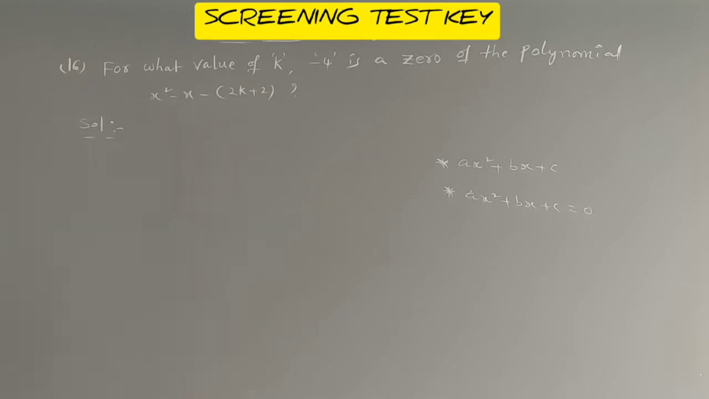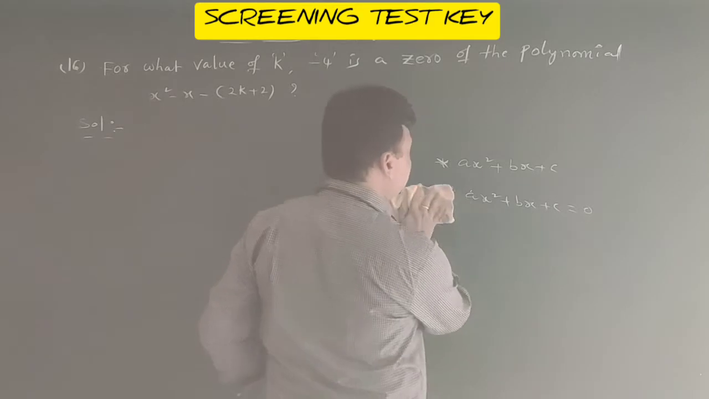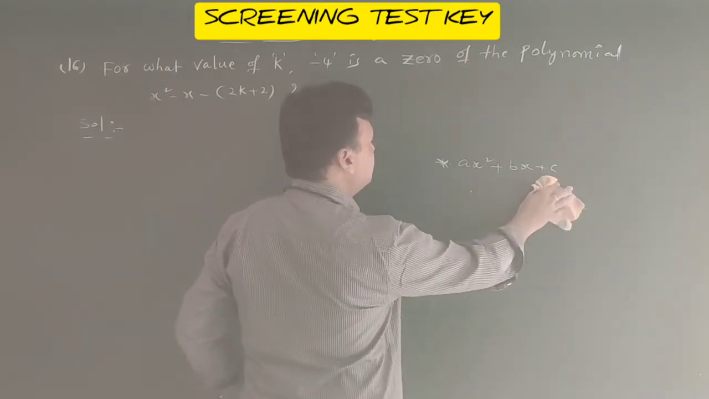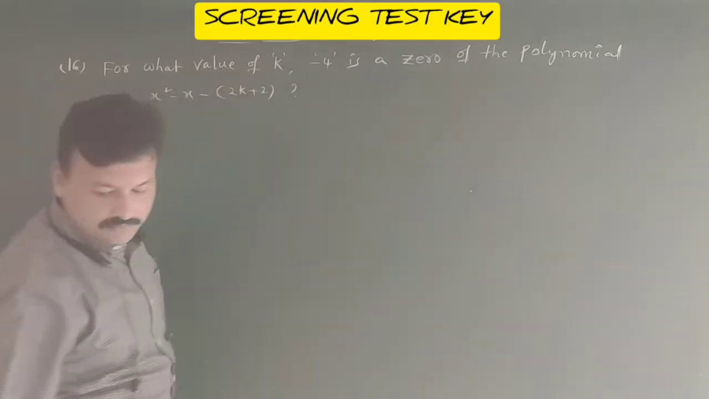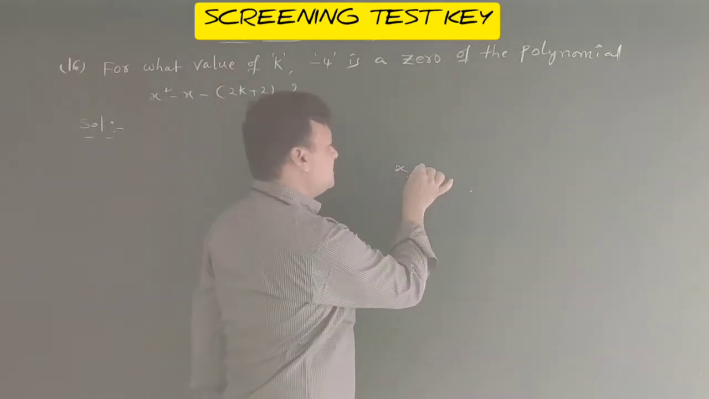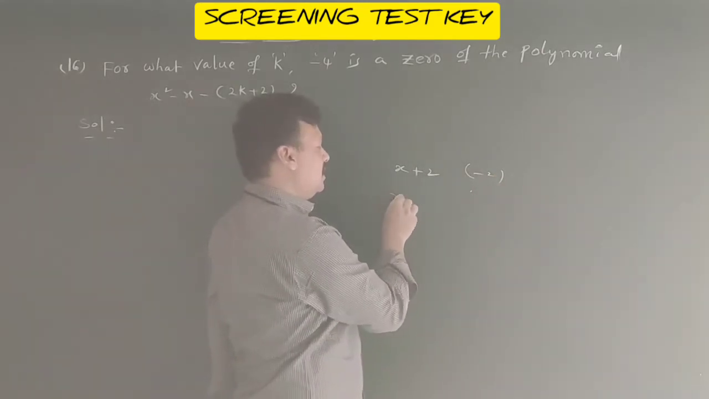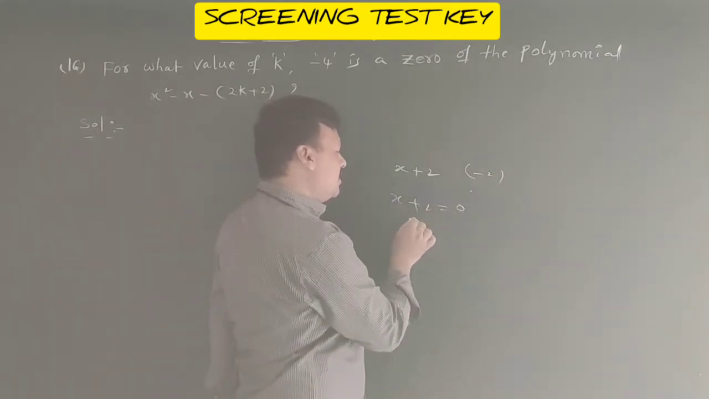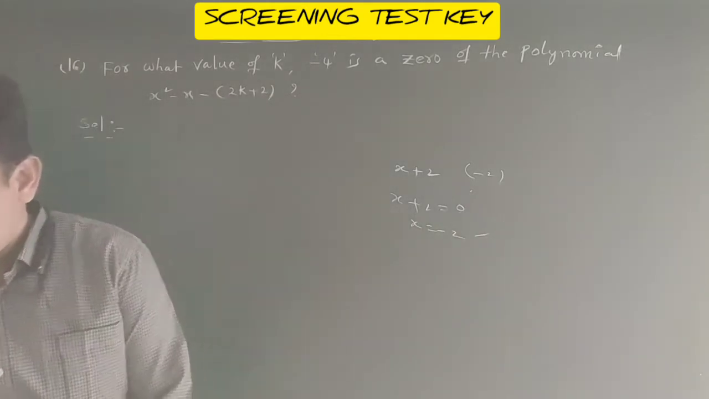For what value of the variable the given expression turns into 0, that is called a zero of the polynomial. For example, x plus 2 is given, minus 2 is called the zero of the polynomial. x plus 2 equal to 0, then x equal to minus 2 is the root of the given equation.